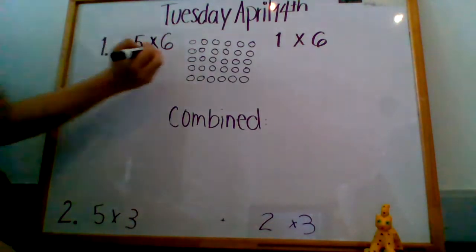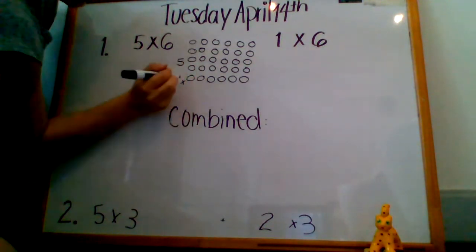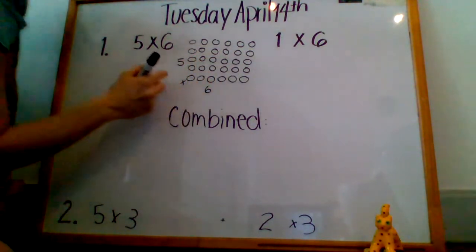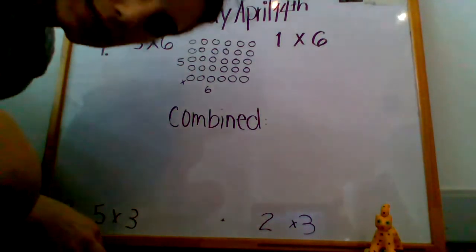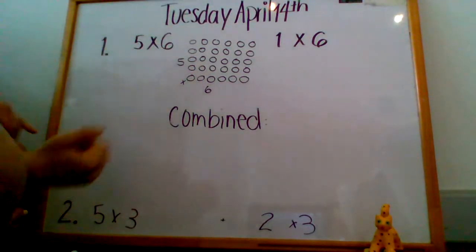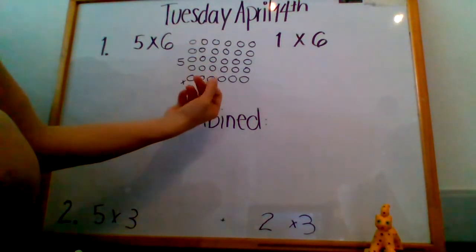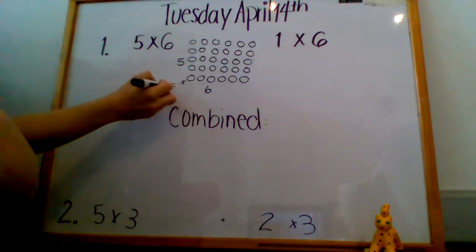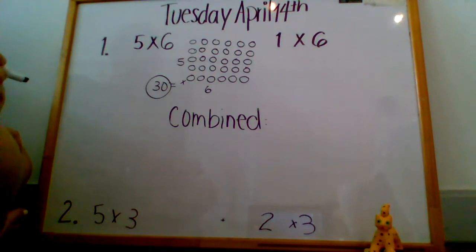Okay, so we have 5. We can write it this way too. We have 5 rows times 6 columns. 5 times 6. What do we get when we do 5 times 6? All right, we could count all of these up or we could count by 5s, right? So here's 5. 5, 10, 15, 20, 25, and 30. All right, so our first one, we have 30.